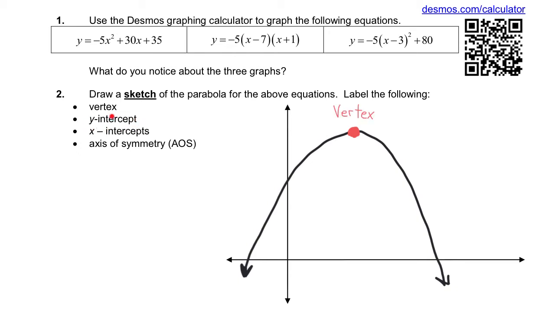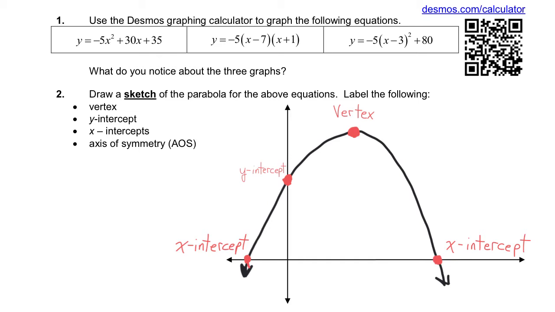So what about the y-intercept? Well, the y-intercept is where the curve crosses the y-axis, right there. That's where the y-intercept is. And the x-intercepts are similar, it's just where the curve crosses the x-axis. So that means here and here. So the vertex is the maximum point on the curve. The y-intercept is where the curve crosses the y-axis, and the x-intercepts are where the curve crosses the x-axis.